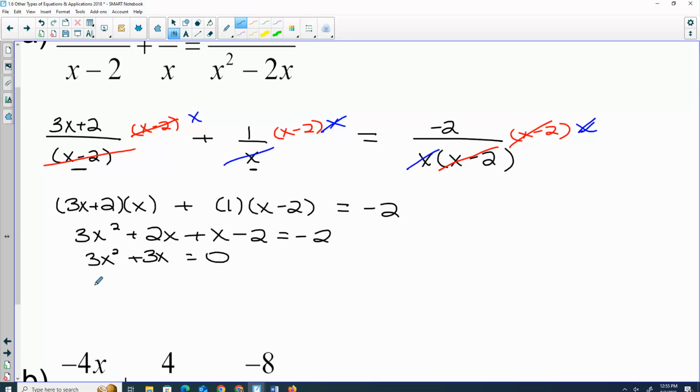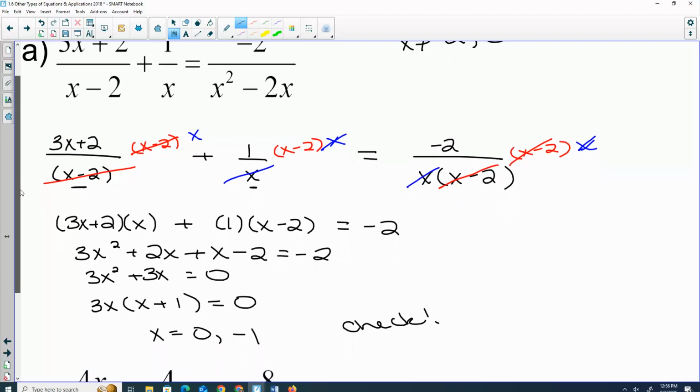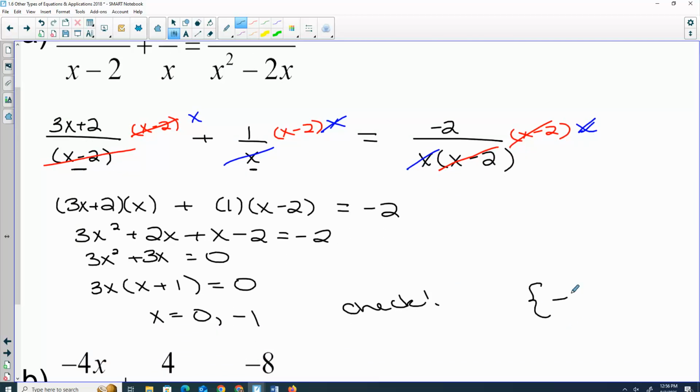What would you do next? That leaves us with x plus 1. So what does x equal? 0 and negative 1. But we have to check, are both of those answers okay? No, we made ourselves a note at the beginning that x could not be a 0 or a 2. So negative 1 is the only answer that works. And you can certainly plug it back into the original problem to verify that.